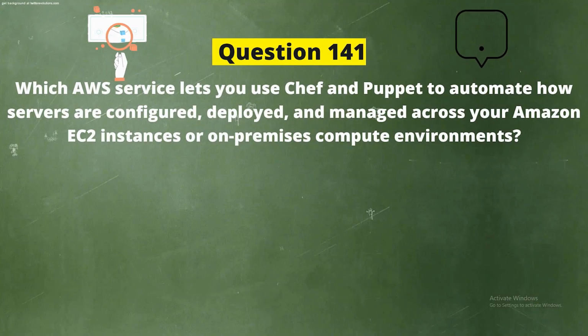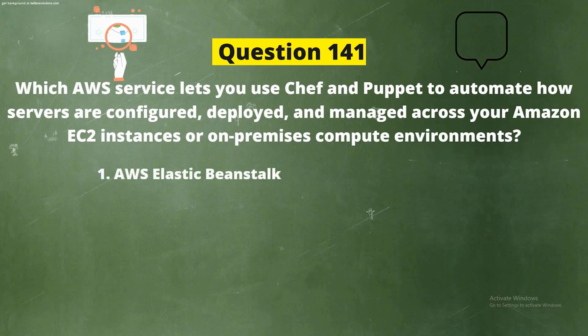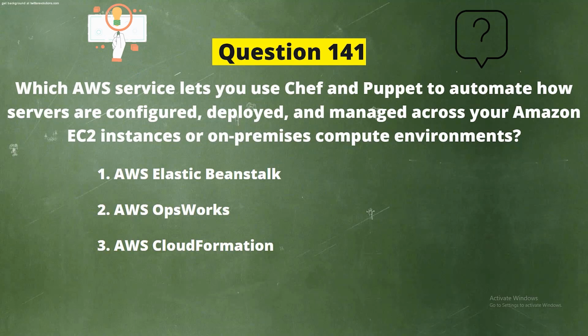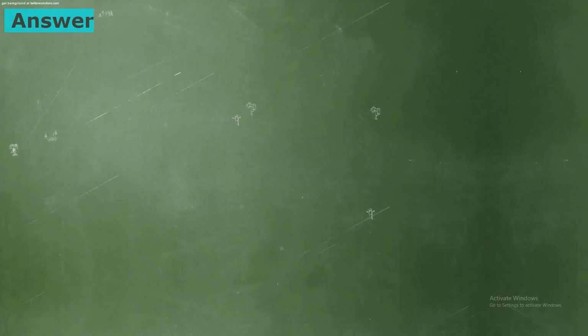Next question. Which AWS service lets you use Chef and Puppet to automate how servers are configured, deployed, and managed across your Amazon EC2 instances or on-premises compute environments? And the options are: Option 1. AWS Elastic Beanstalk. Option 2. AWS OpsWorks. Option 3. AWS CloudFormation. Option 4. AWS Systems Manager. And the correct answer is Option 2.